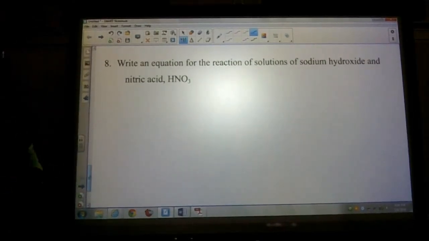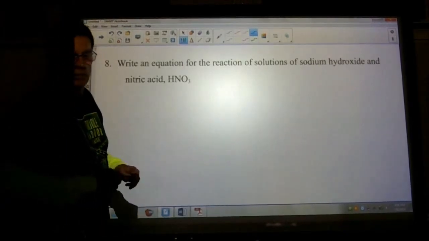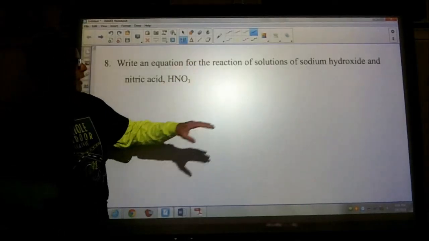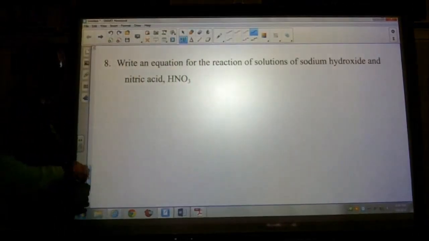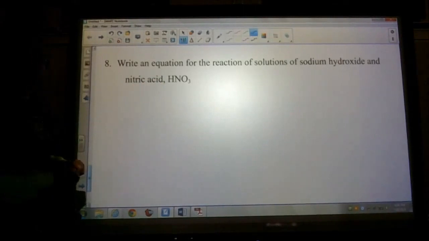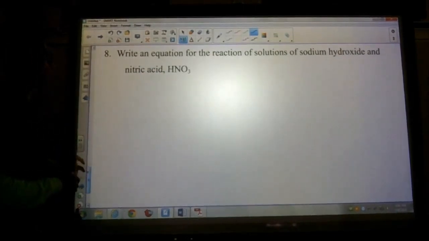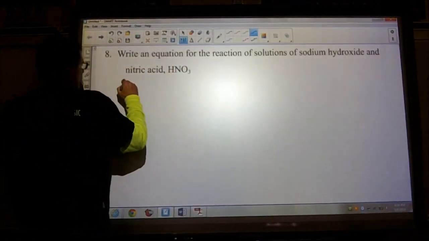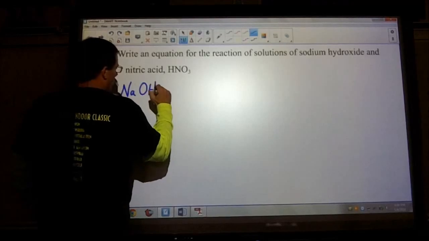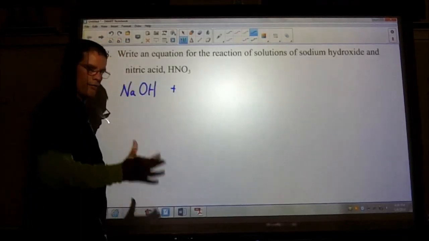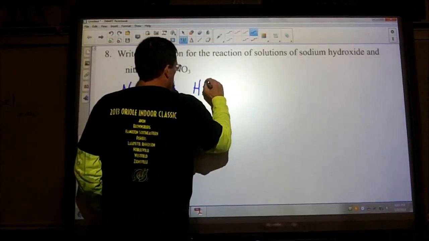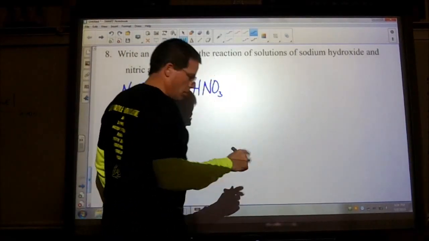Write an equation for the reaction of solutions of sodium hydroxide and nitric acid. Since we haven't talked about acids and bases yet, I will give you the acids. Now the bases, you can still write that out. That actually is a base, but there's no special naming system with bases as there is with acids. So let's write it out. So sodium hydroxide is NaOH. We'll come back and balance these in a second. And the acid, if the formula is given to you, it is correct. So you don't have to worry about messing around with that or finding charges.